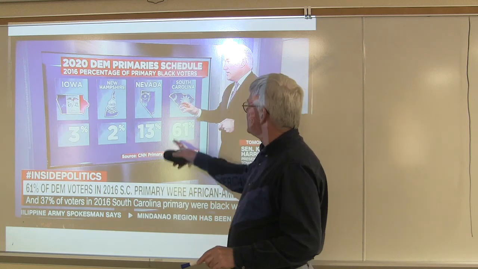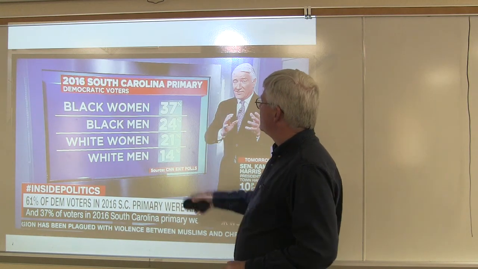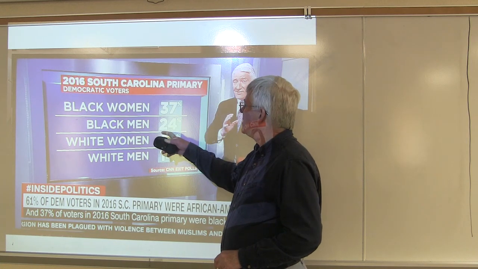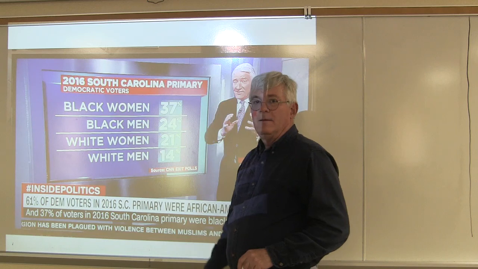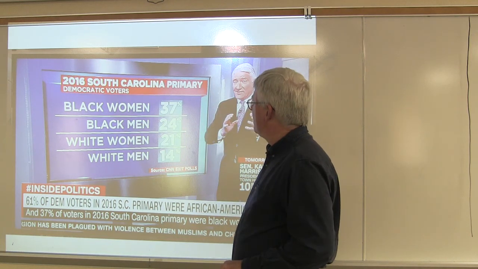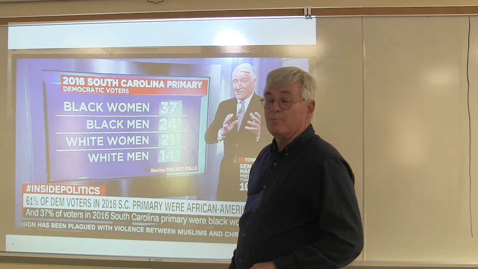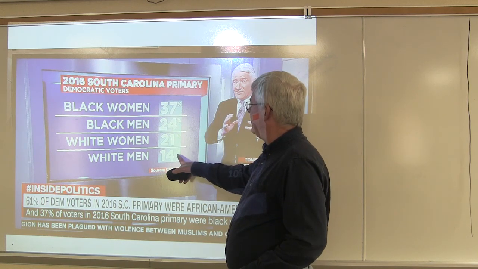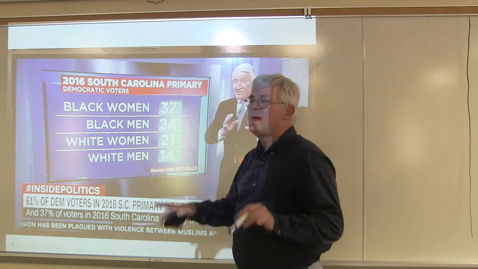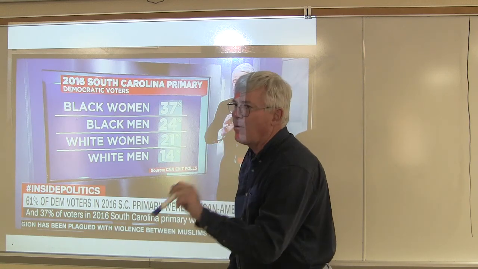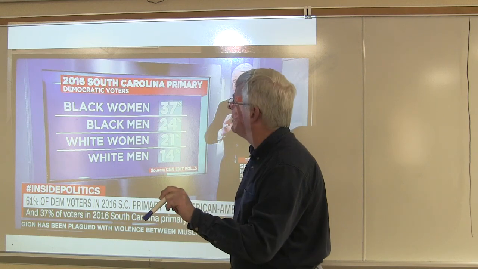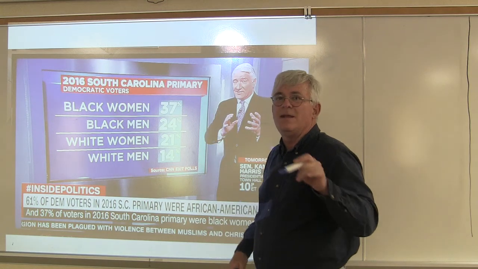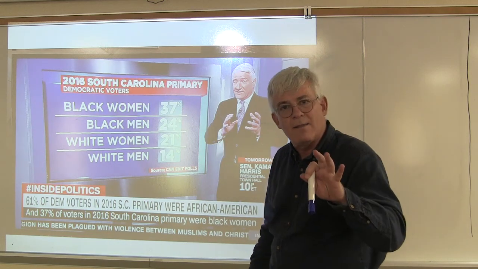Of those 61% that are African American, look at this. Isn't this interesting? Look at this. Of that 61%, 37% are women, black women. 24% black men. 21% white women, 14% white men. Now these are people voting in the Democratic primary, presidential primary, right? Not the overall picture of voters that are going to vote in the general election. Do you guys all understand that?